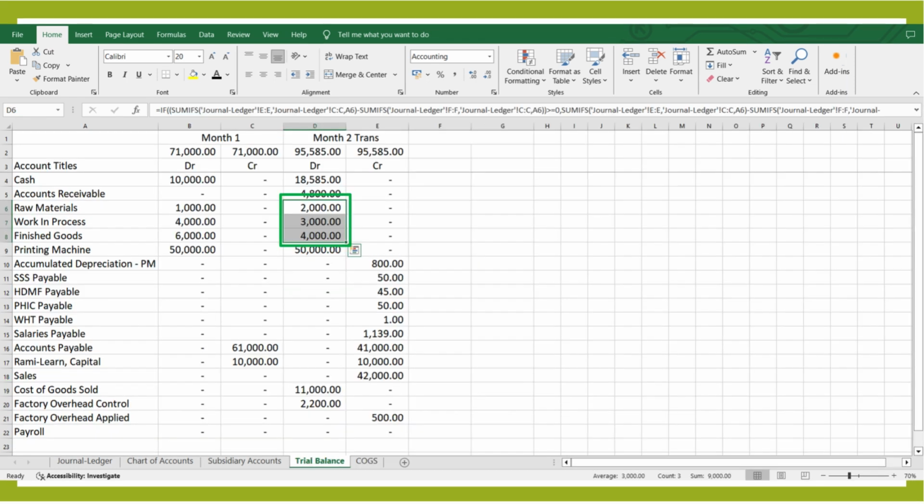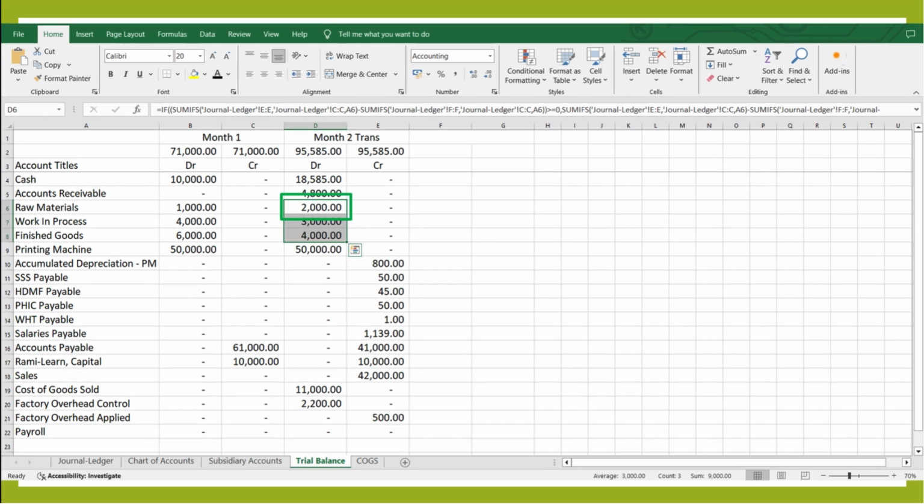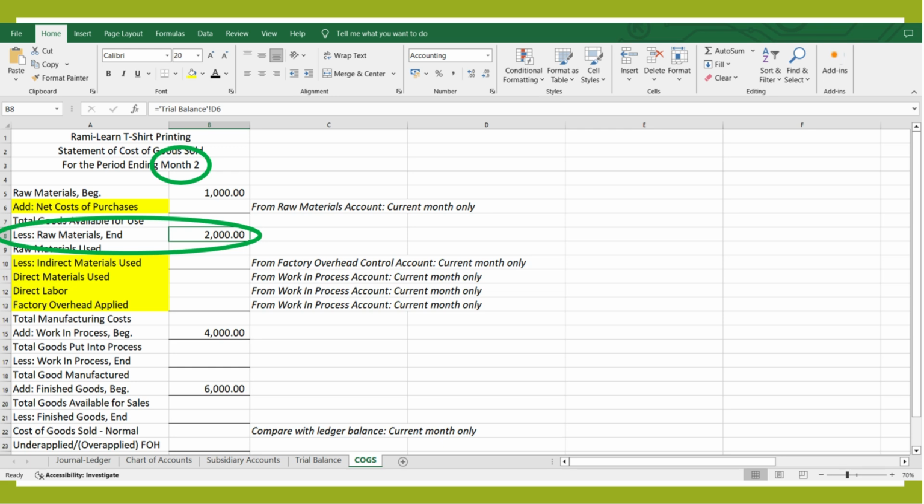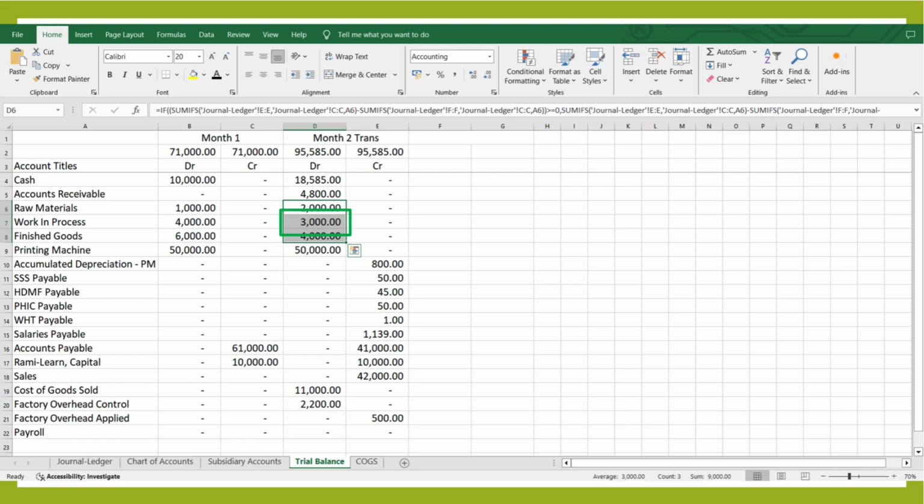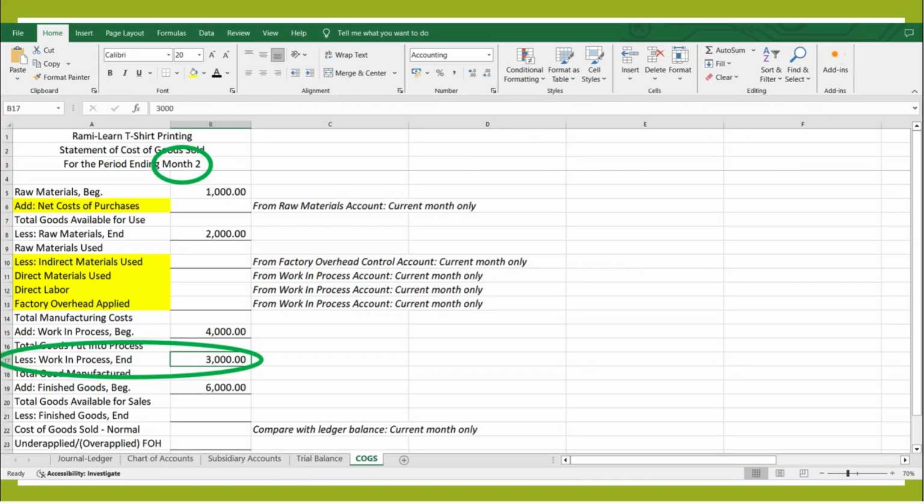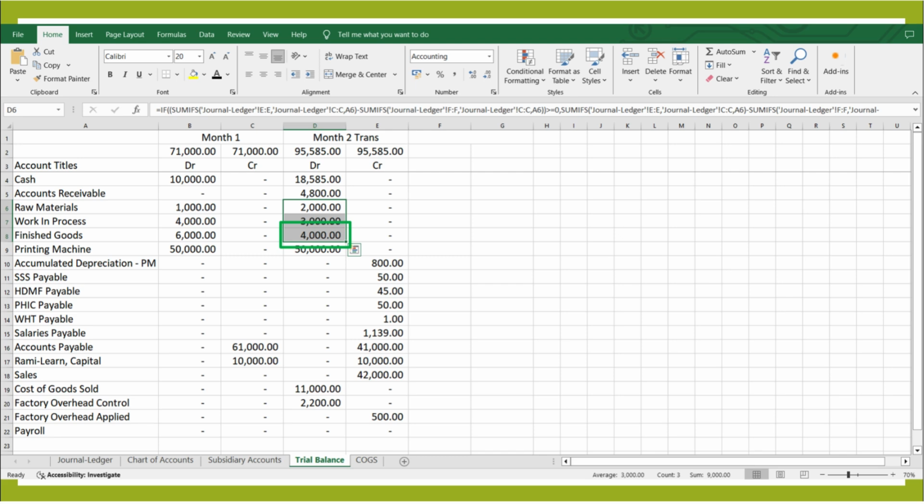Now it's time to forward the ending balances to the statement of cost of goods sold. Raw materials ending 2,000 pesos. Work in process ending 3,000 pesos. Finished goods ending 4,000 pesos.